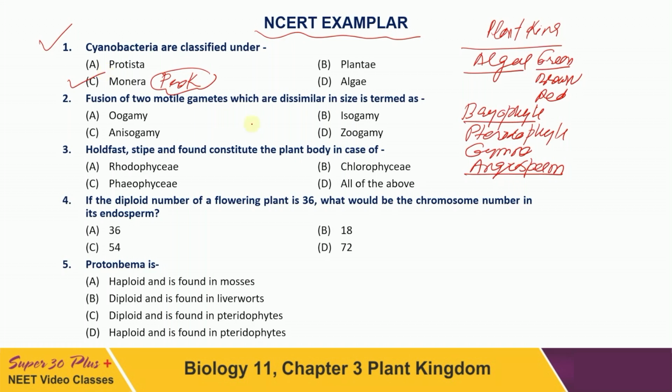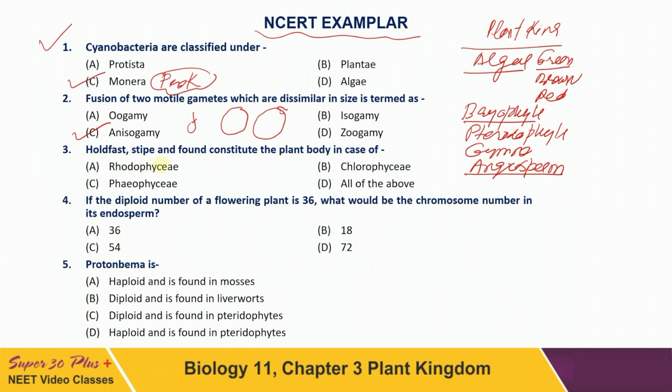Fusion of two motile gametes which are dissimilar in size. What do you mean by dissimilar in size? That is, one gamete is smaller, one gamete is bigger, maybe motile or maybe non-motile like this. That is known as anisogamy.